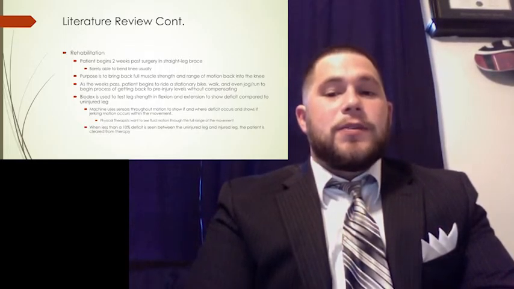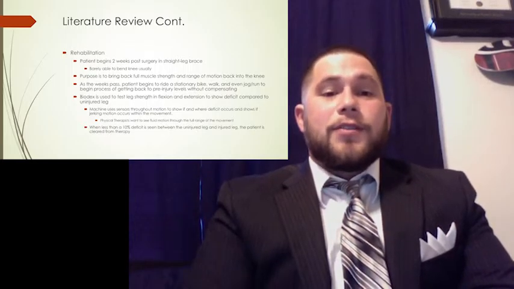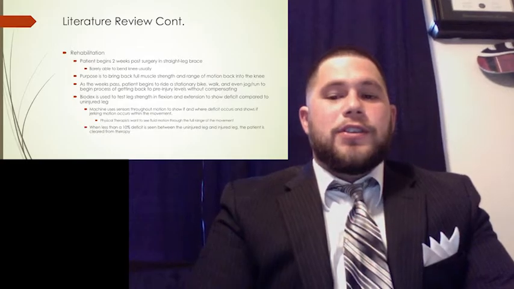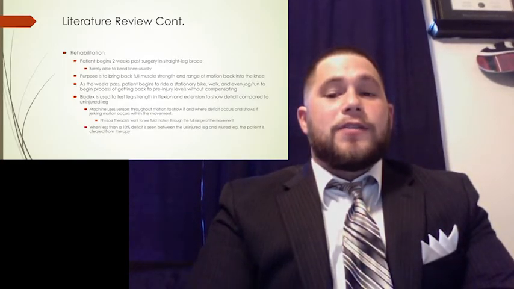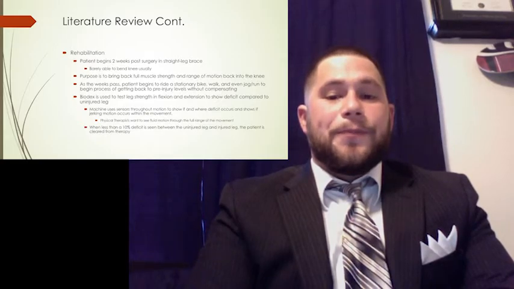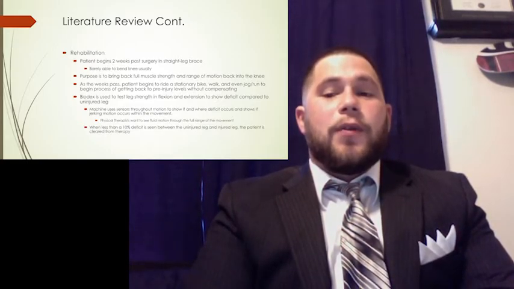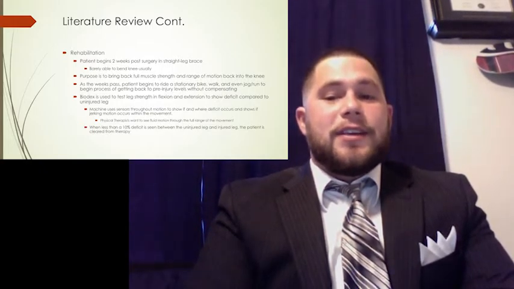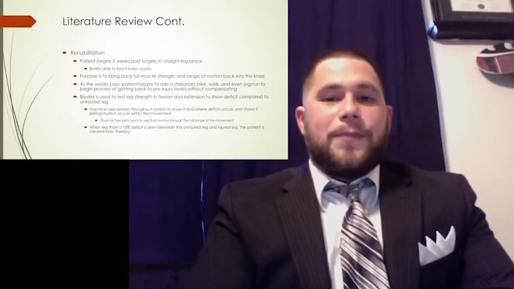Biodex is a machine used to test the leg strength and flexion and extension to show the deficit compared to the uninjured leg. The machine uses sensors throughout motion to show if and where the deficit occurs, as well as showing if there is a jerking motion throughout the movement. Physical therapists want to see the fluid motion throughout the whole range of the movement, and when less than 10% of a deficit is seen between the uninjured leg and the injured leg, the patient is then cleared from therapy.